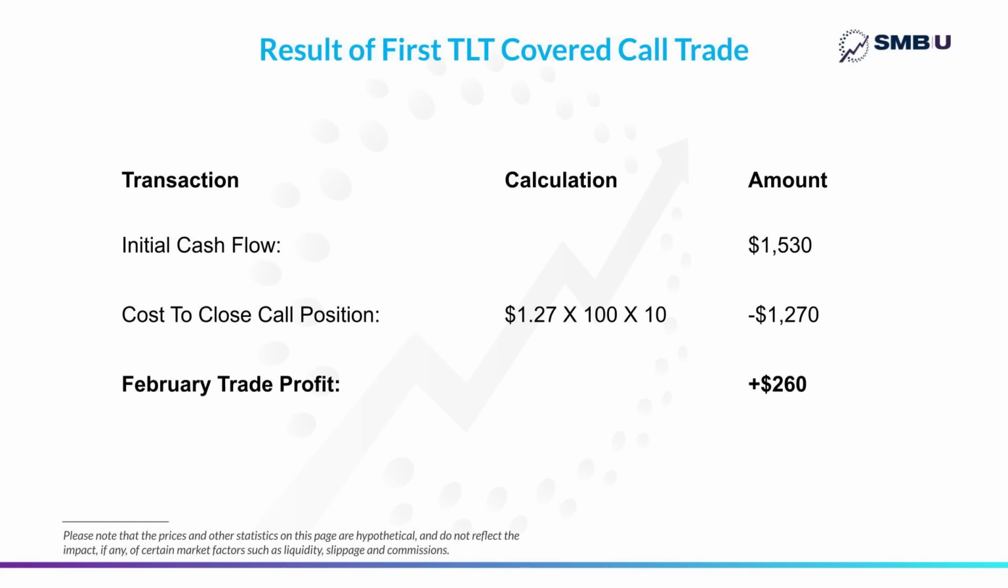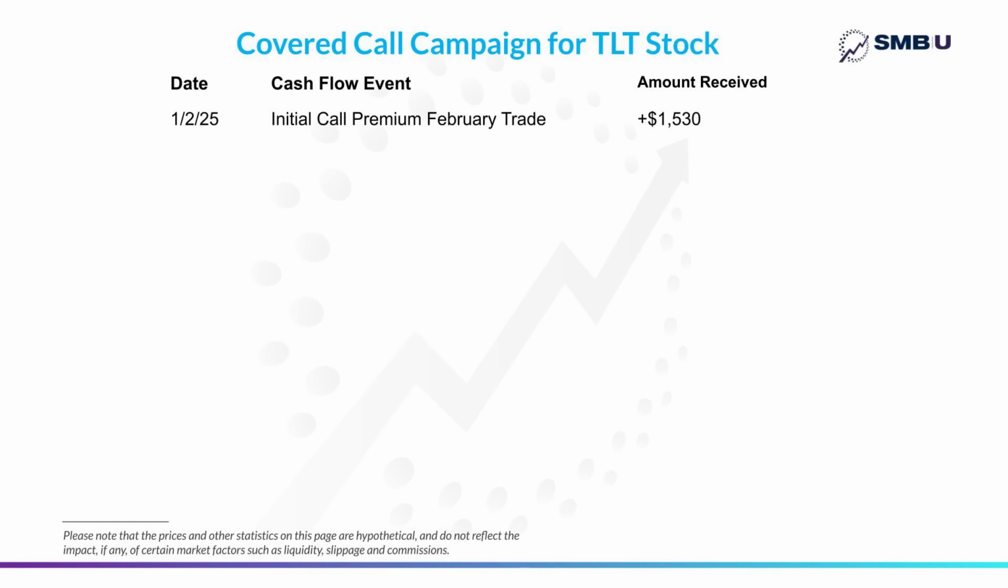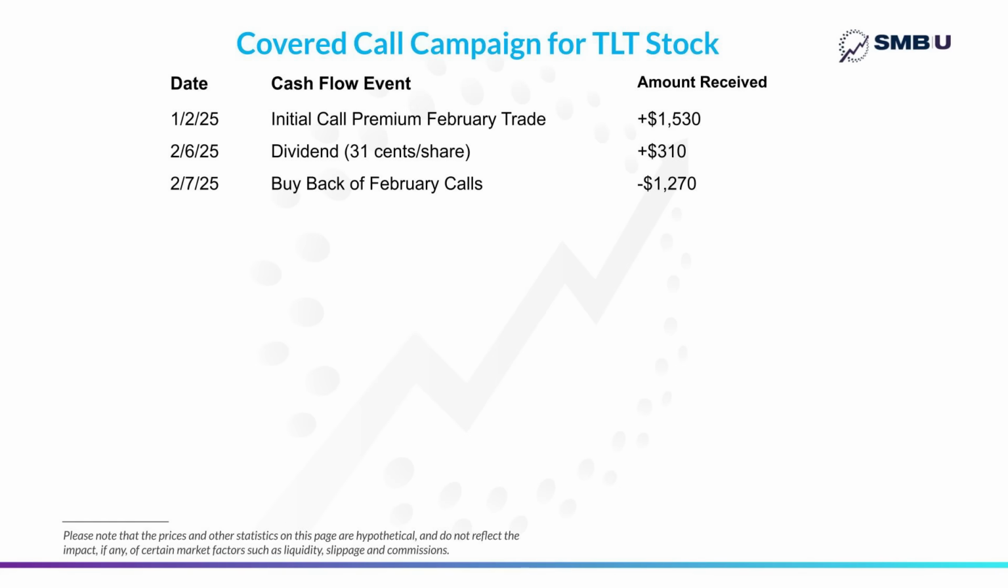Okay, so let's start keeping a scorecard of how this trade's playing out, because we're going to be doing this every month to create cash income for ourselves. And so the first thing that we'll enter onto the scorecard, of course, was that $1,530 we first received. And you'll also note that the day before the first covered call trade expired, we received our first monthly dividend, which was a 31-cent dividend, resulting in an additional cash flow of $310. But then the next day on February 7th, we paid out $12.70 to close the call position, meaning that so far our overall positive cash flow from our TLT share ownership is $570.